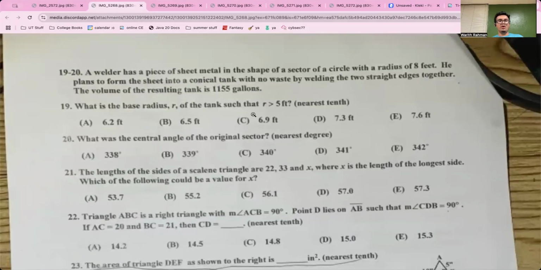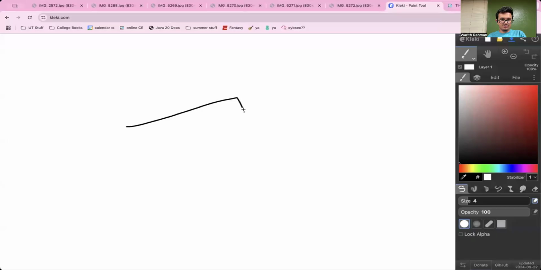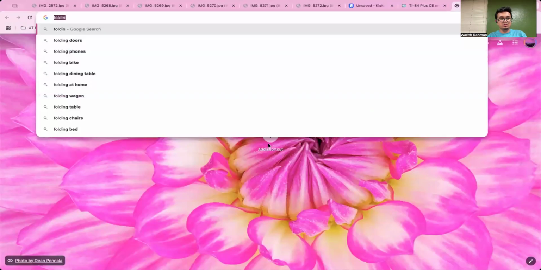Okay, question 19. A sector of a circle that forms a cone. I haven't seen these problems a lot, but I think it's really important to understand. This is something that's really hard to explain, but the idea is that if you imagine the sector, it kind of looks like this. What you're doing is taking this edge here and rolling it until it hits this edge, and then you form a cone. Turning a circle sector into a cone.